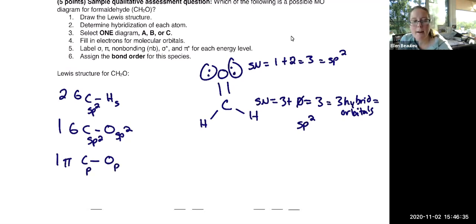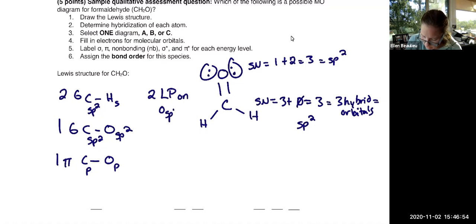And remember, pi bonds are formed by overlapping p orbitals. There are still some more valence electrons. There's a total of 10 valence electrons in this picture. The other 2 are lone pairs on that oxygen that are in oxygen's sp2 orbitals.